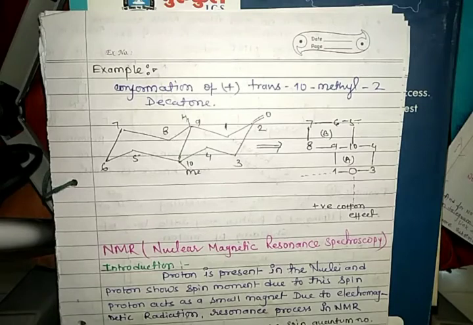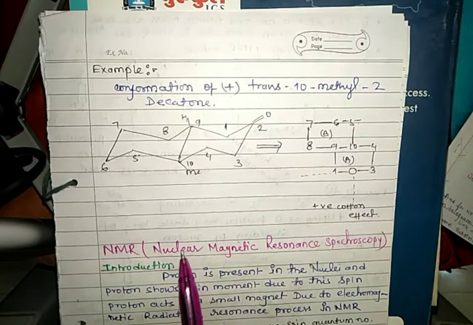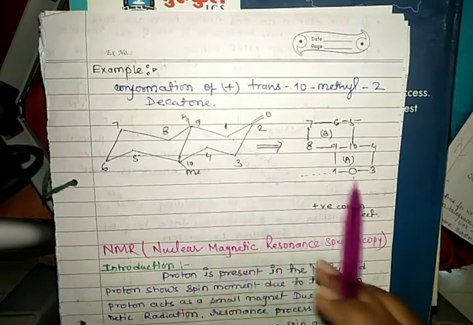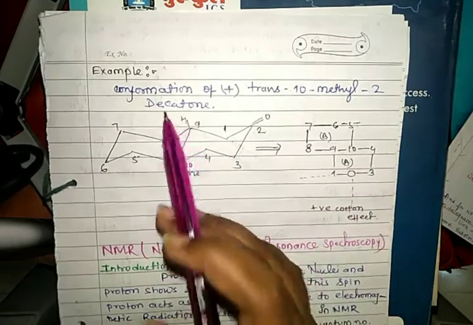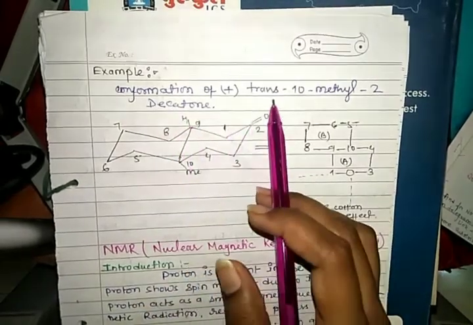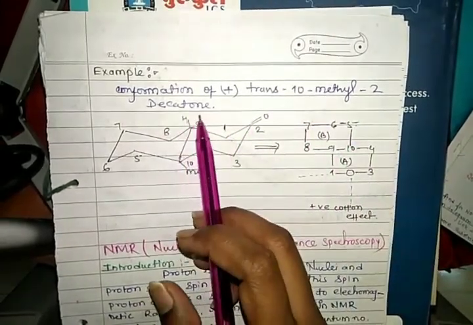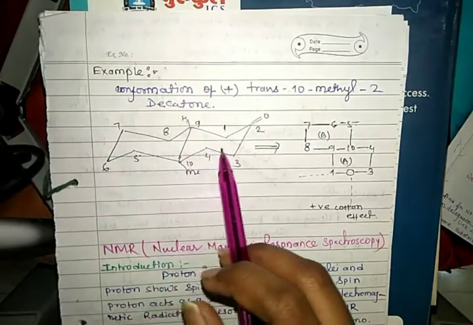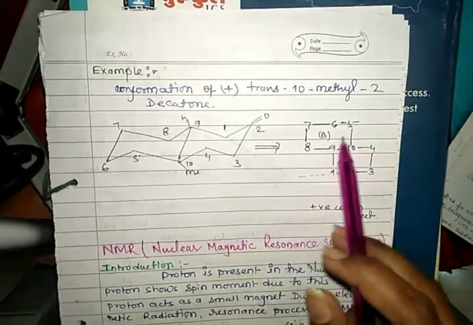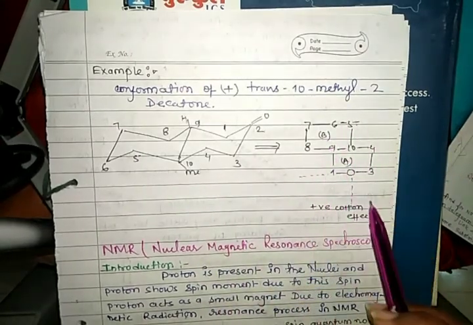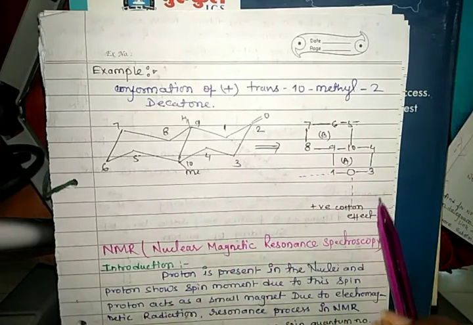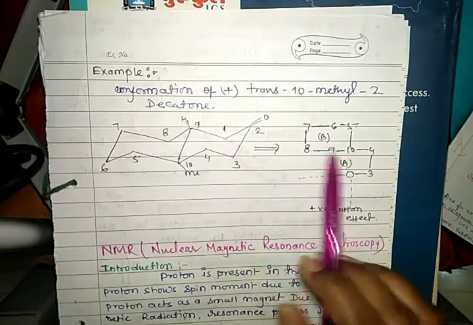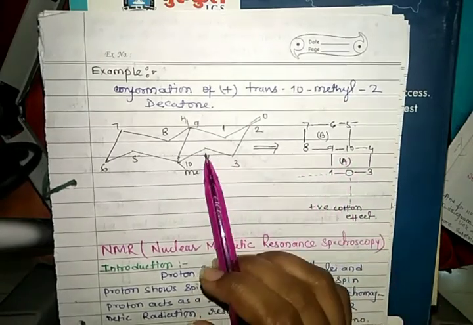So there is given an example of Cotton effect or octant rule, how we form the diagram of Cotton effect or octant rule. So there is the conformation of plus trans 10 methyl 2 decalone. So this is our trans 10 methyl 2 decalone, and we draw the structure according to Cotton effect. So this is the structure of this one.